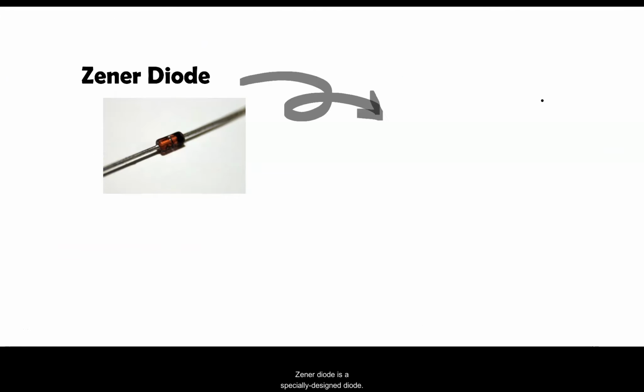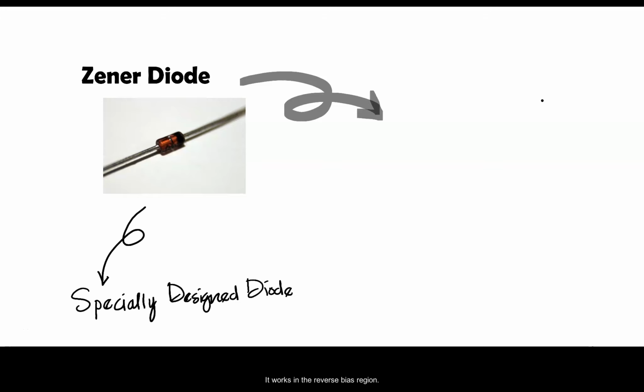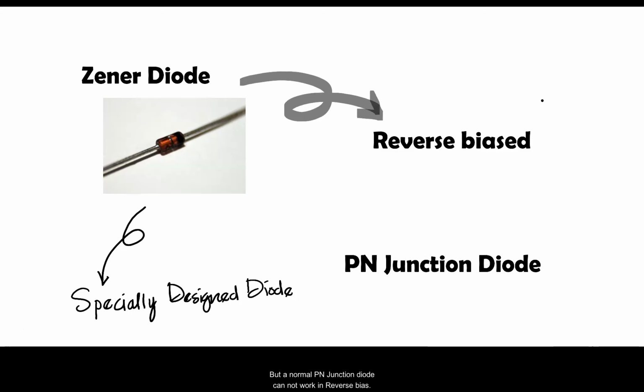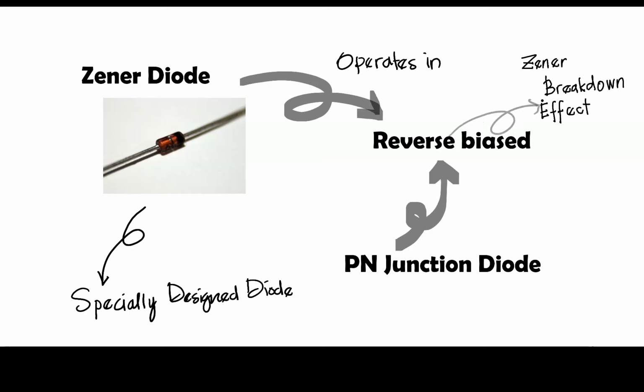Zener Diode is a specially designed diode. It works in the reverse bias region. But a normal PN junction diode cannot work in reverse bias. Zener Diode is a highly doped diode. The highly doped PN junction in Zener creates the Zener breakdown effect, which allows Zener to work in reverse bias.